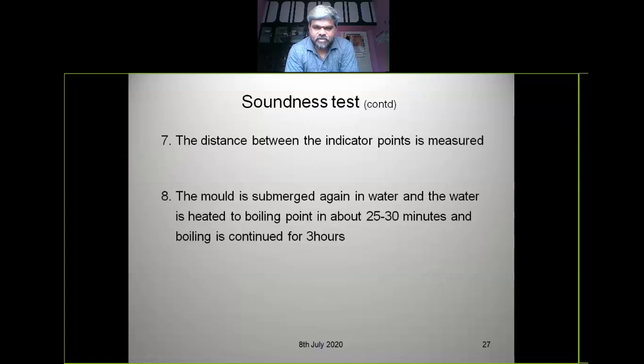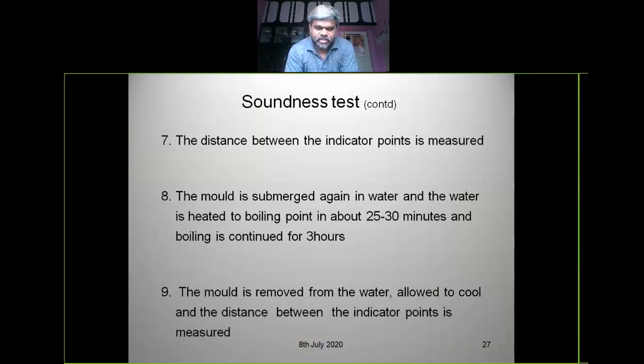The distance between the indicator points is measured. The mold is submerged again in water, and the water is heated to boiling point in about 25 to 35 minutes, and boiling is continued for 3 hours. The mold is removed from the water, allowed to cool, and the distance between the indicators is measured. The expansion of the cement is nothing but the soundness of cement.